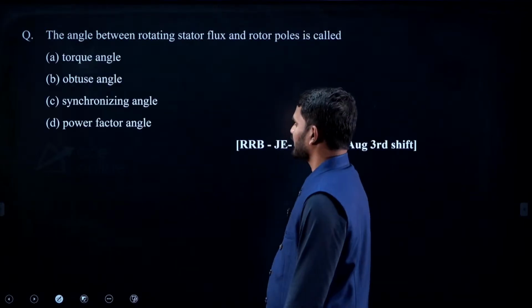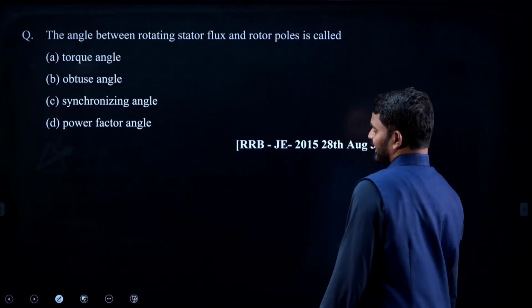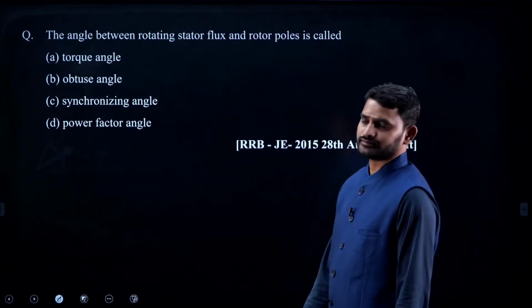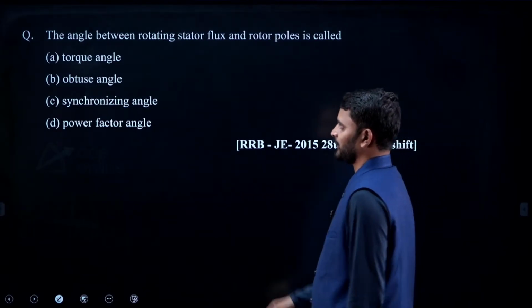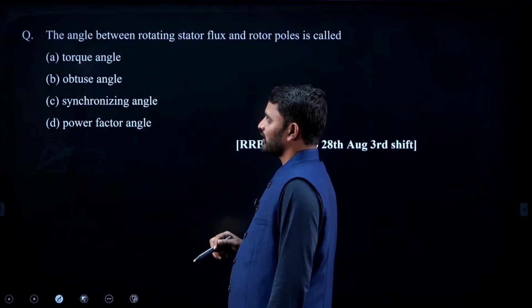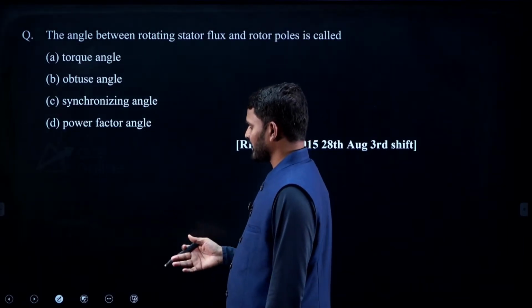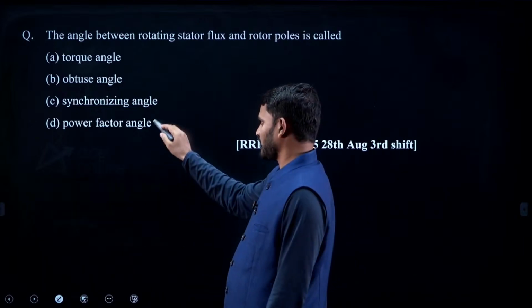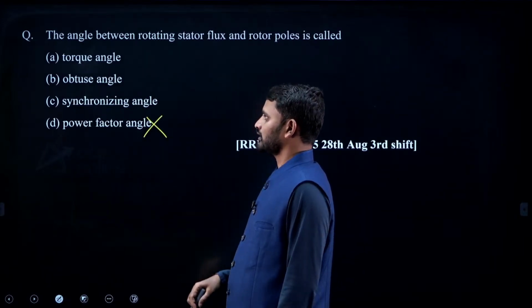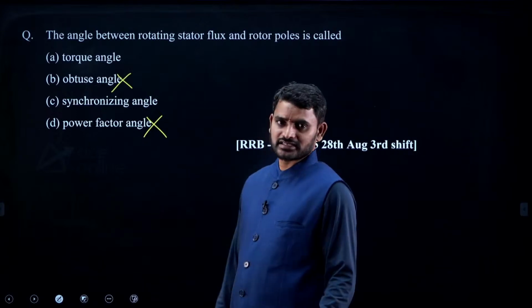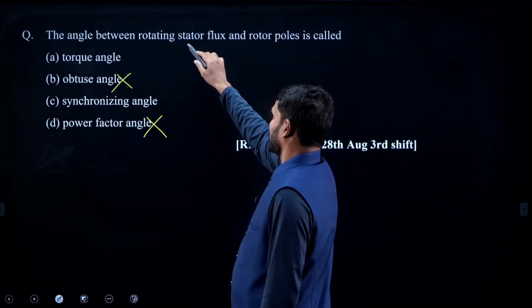Okay. Right. Look at this one. The angle between rotating stator flux and rotor poles is called: torque angle, obtuse angle, synchronizing angle, or power factor angle? Definitely power factor angle is not the answer. Obtuse angle, no. Torque angle or synchronizing angle, how do you call it?